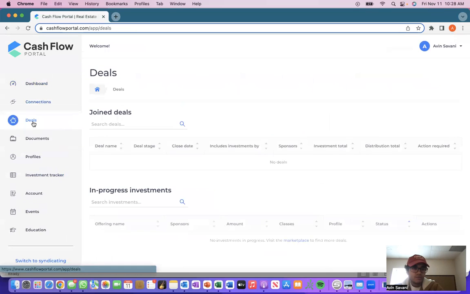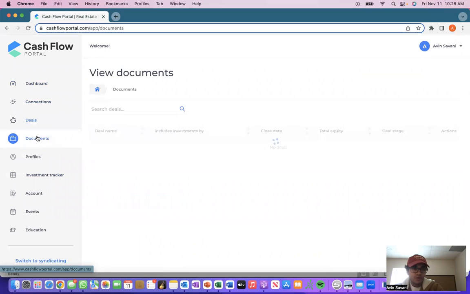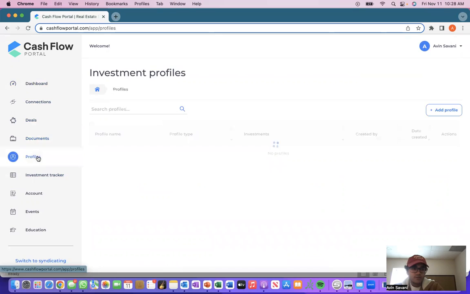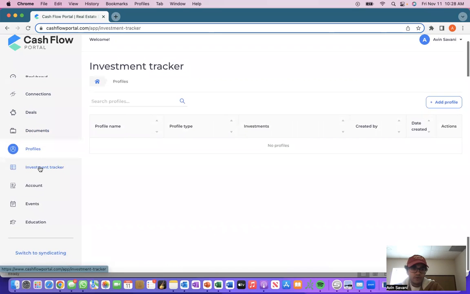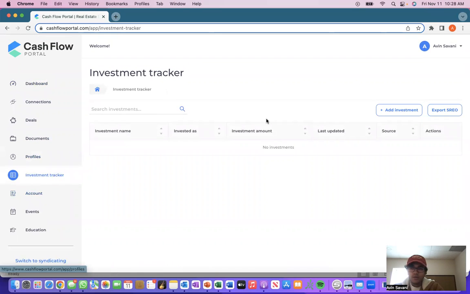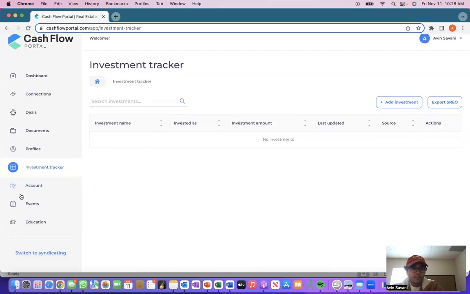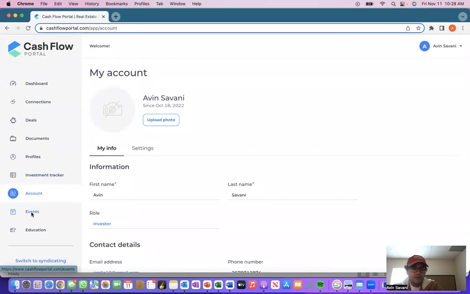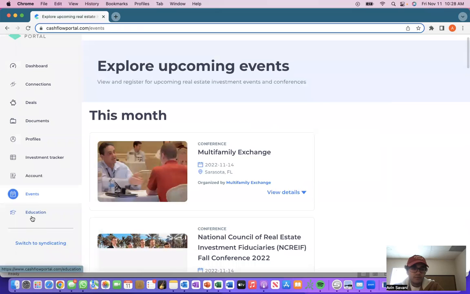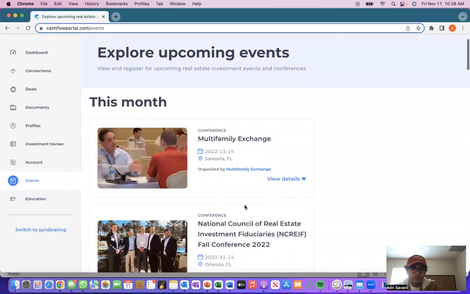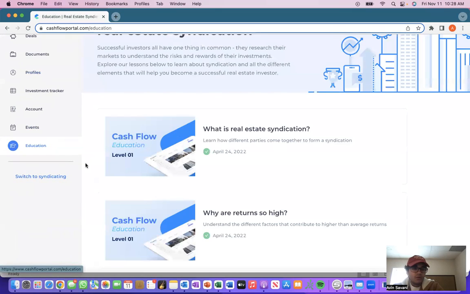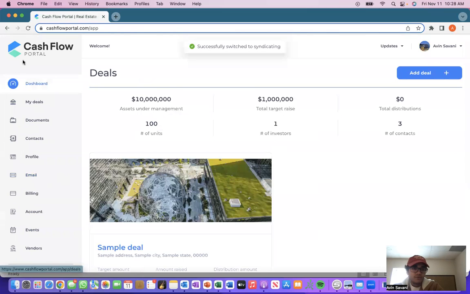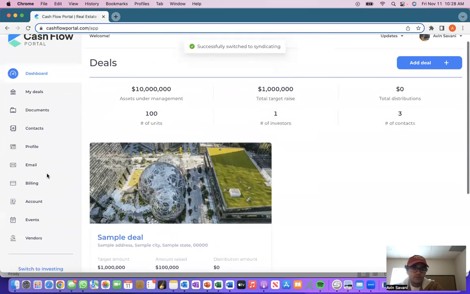And then here are some other tabs. All the deals show up, the past documents, profiles, investor profiles, trackers. You can put investment trackers, right? Your account details, events coming up. There's one in Florida, interesting. Some more education stuff. So this is the syndicating aspect. So this is really important.